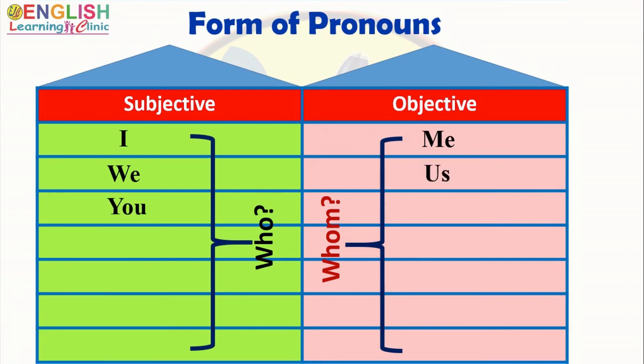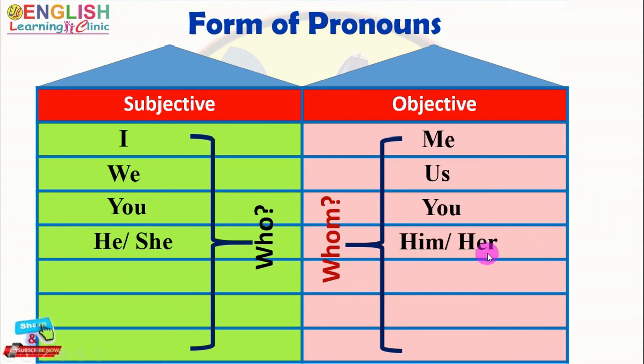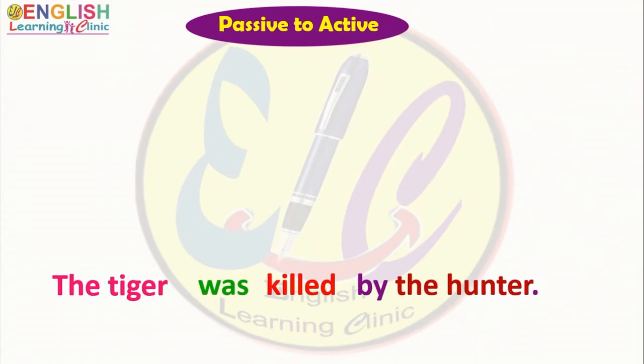You. Whom gave? You. Who gave? He or she. Whom gave? Him or her. Who gave? They. Whom gave? Them. Who gave? It. Whom gave? It. Who gave? Ritam. Whom gave? Ritam. Now, you will learn the opposite process.